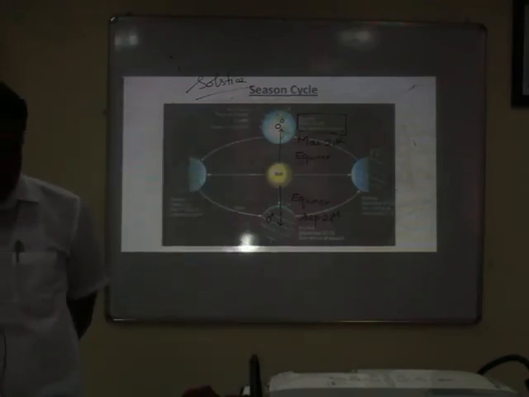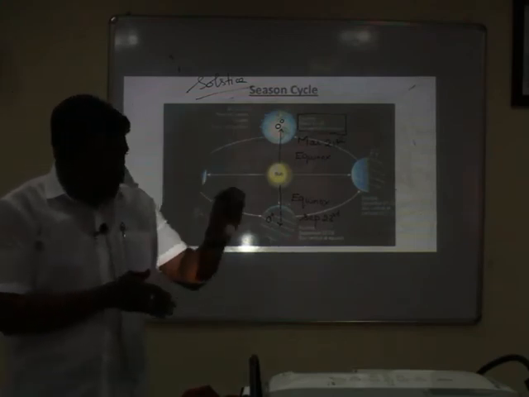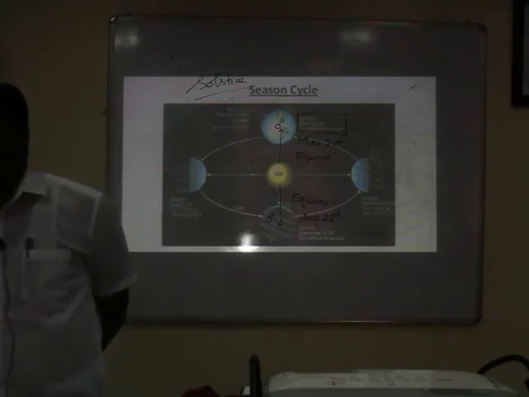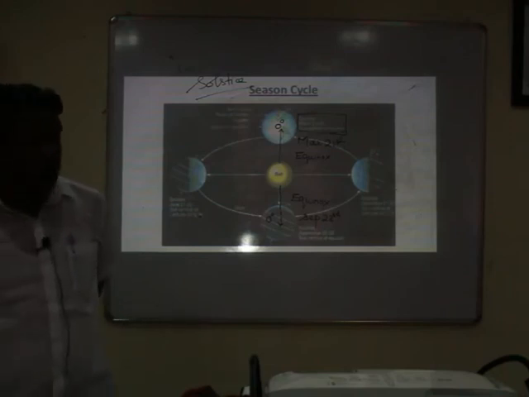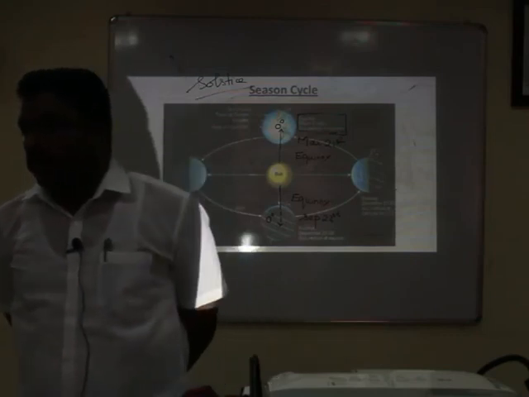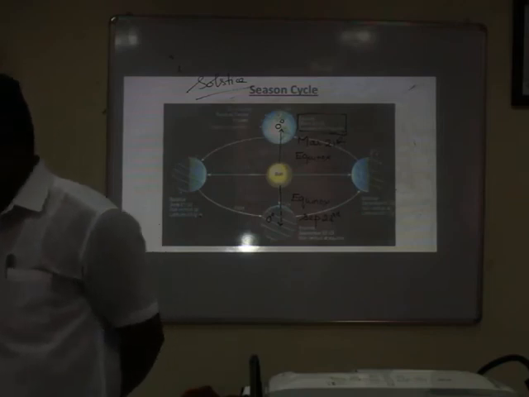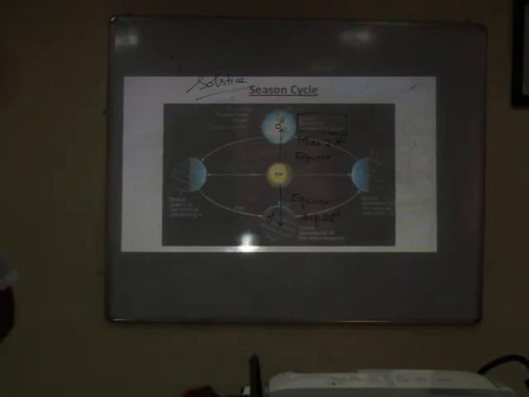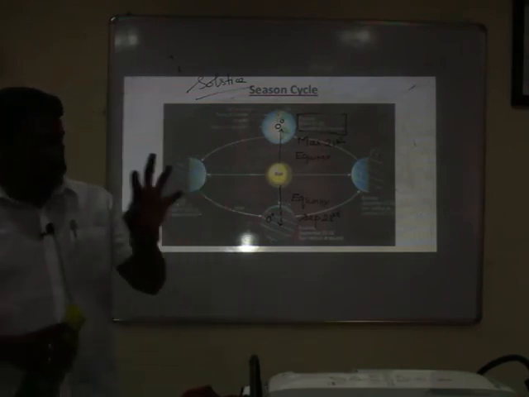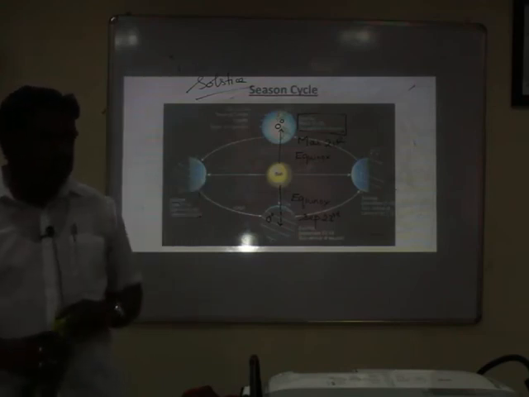That is, on June 21st, within bracket, what you can write? Very good, fantastic, summer solstice. And December 22nd, you call them as what? Very good. So what is solstice, you know, right? Now you write a separate heading called summer solstice.